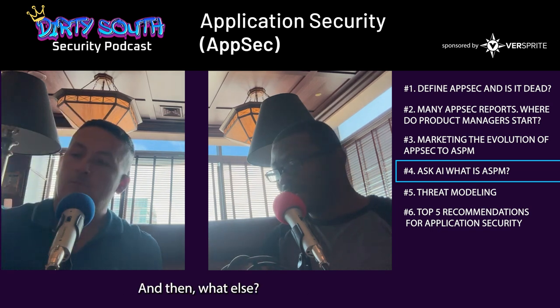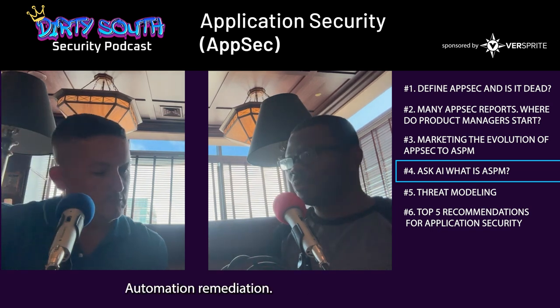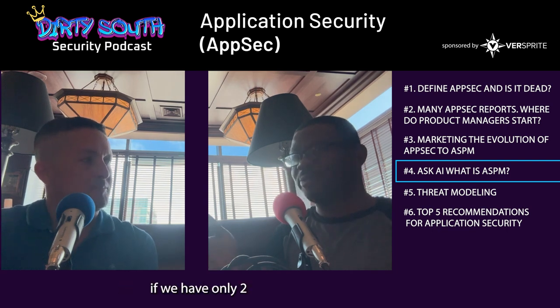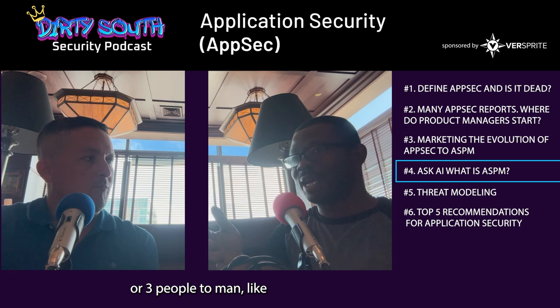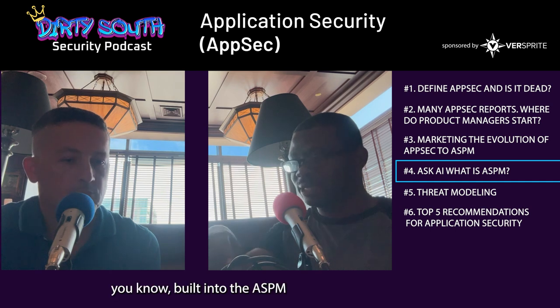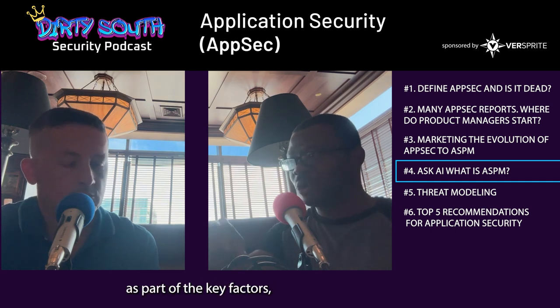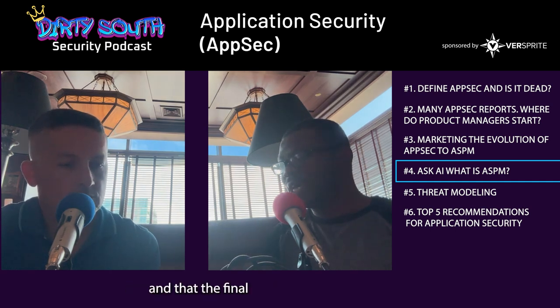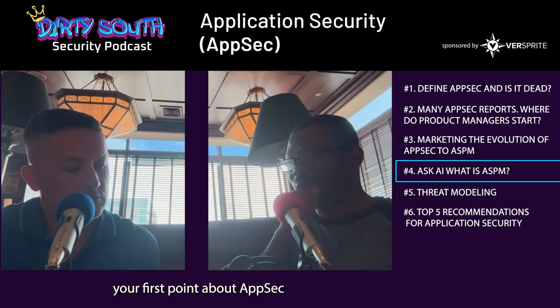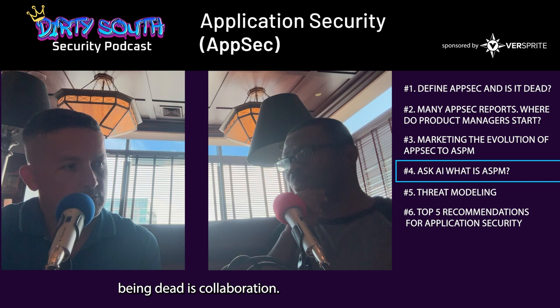And then what else? Automation, remediation. Right. Because now we're talking about what? Resource constraints, right? Well, if you have only 2 or 3 people to man about 5,000 vulnerabilities, what stops us from automating this process and making their jobs a lot easier, right? Right. So that also builds into the ASPM as part of the key factors. And then the final, which addresses your first point about AppSec, is collaboration.